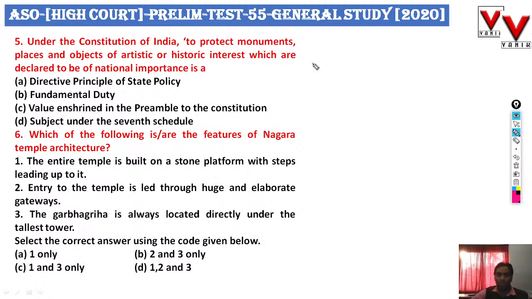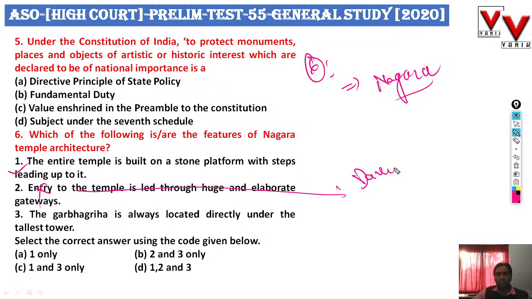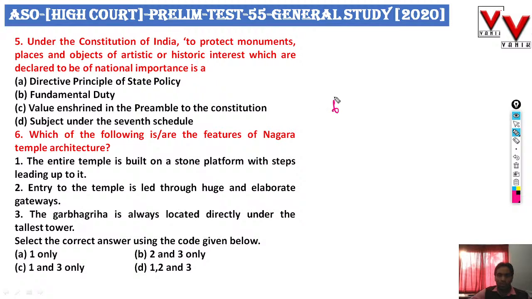Next question we are going to discuss, that is the sixth one. Which of the following is or are the features of Nagara temple architecture? There were two types of structure. One was known as Dravida, the other is known as Nagara. Under the Nagara temple, the entire temple is built on stone. This is right. This is a characteristic. Entry to the temple through a gopuram is the characteristic of Dravida style, which is found in South India. Garbhagriha is always located directly under the tallest tower. This is also right about the Nagara architecture. So 1 and 3 are right and 2 is wrong. So the right answer is going to be C.